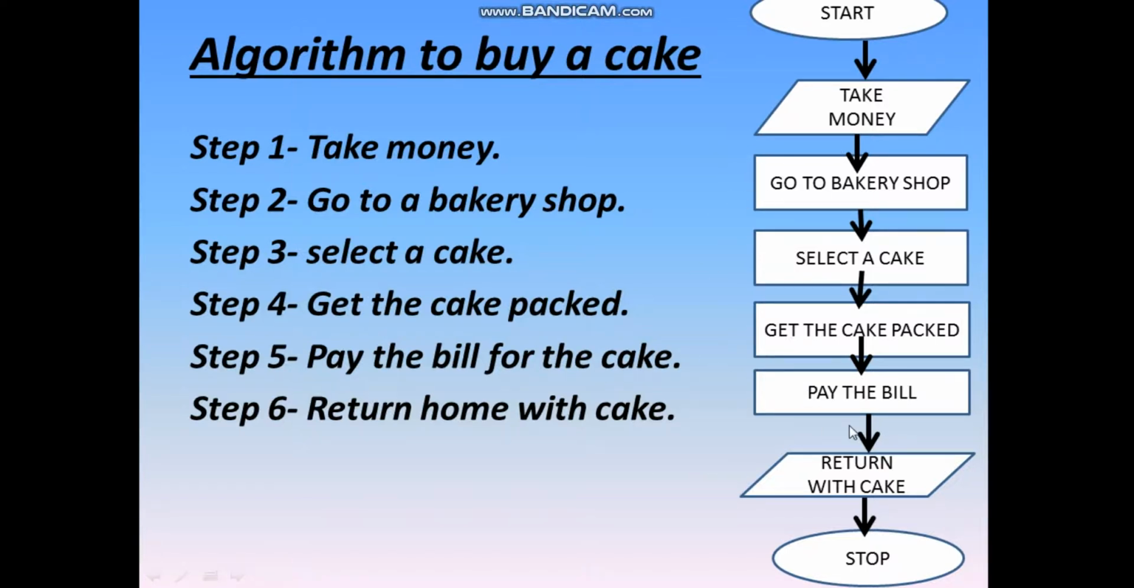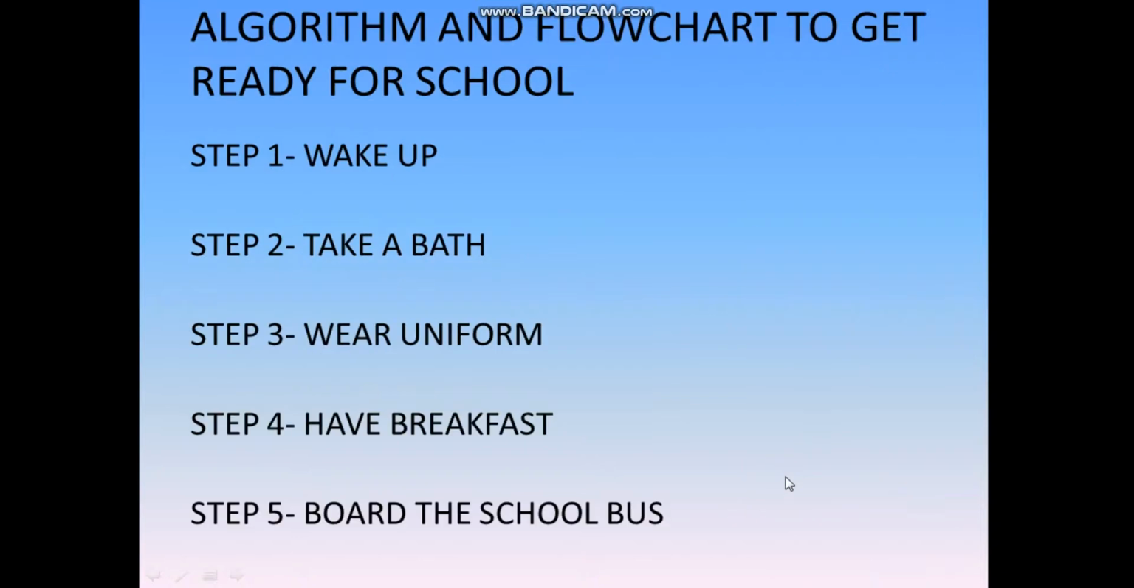Now remember children, I have explained how a computer works on a cycle of input, processing, output. So it is necessary that we keep in mind that there should be input, there should be processing, and there should be output. There is one more example, how we can draw a flow chart to get ready for the school. So this is how we will write the algorithm.